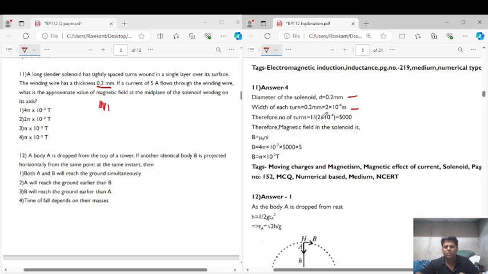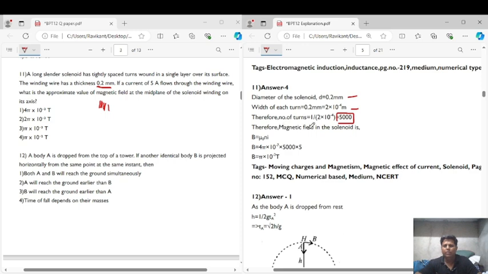So therefore the number of turns is equal to 1 upon 2 into 10 to the power of minus 4. So the number of turns is equal to 5000 turns in the solenoid, right?